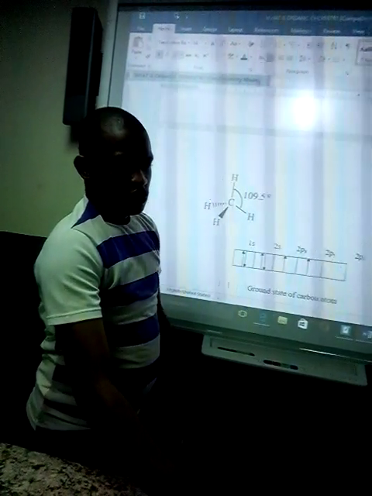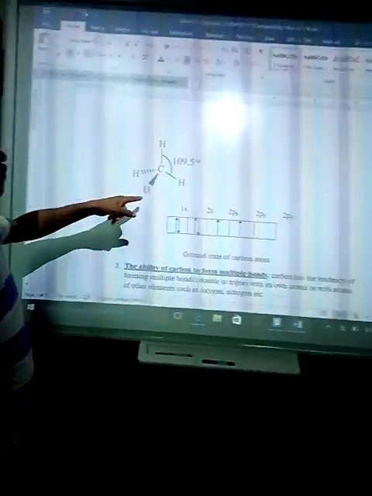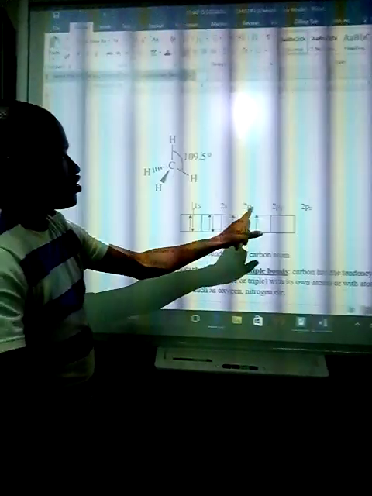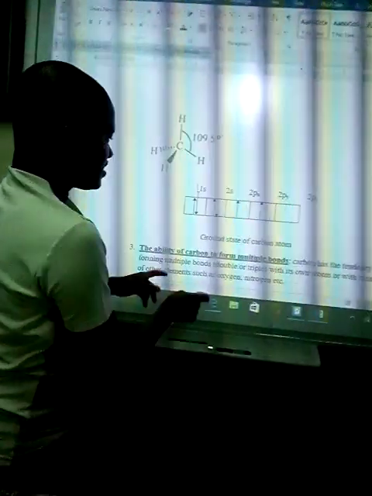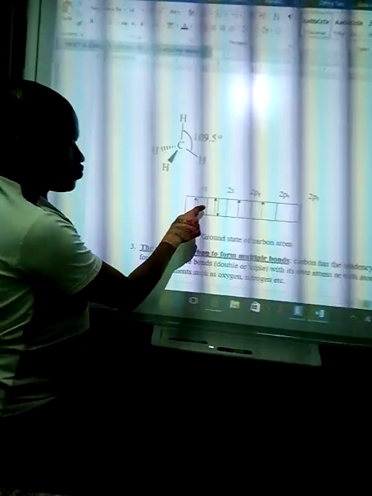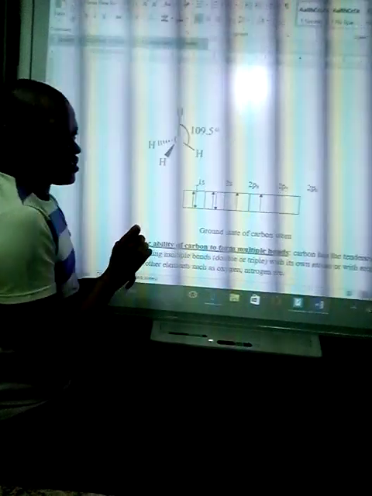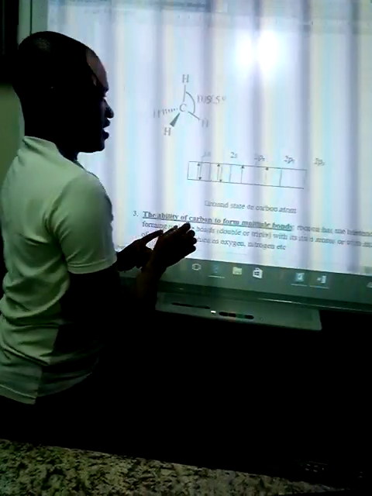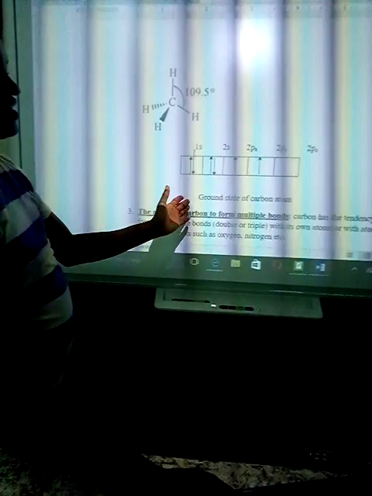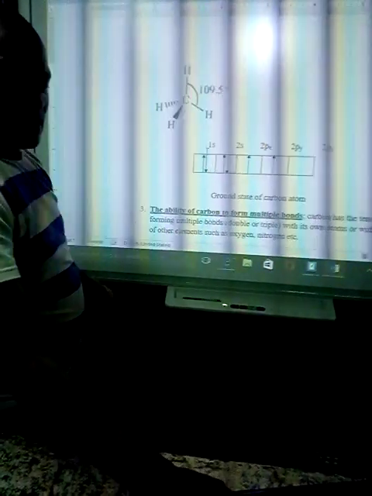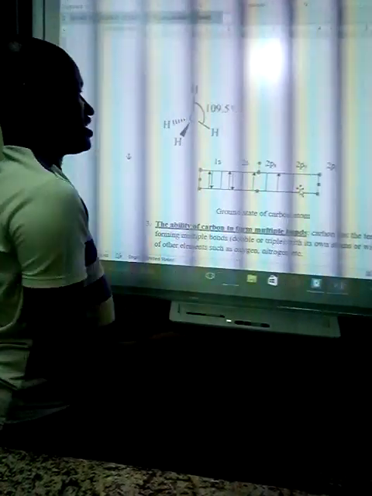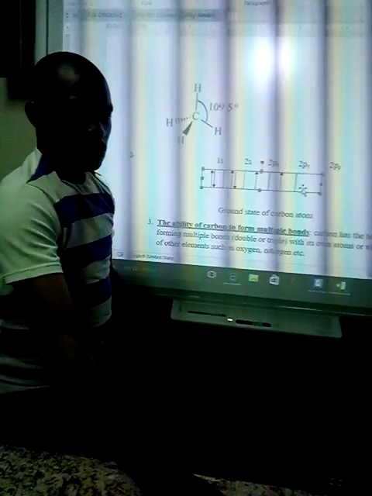Look at this bond angle. This is methane, for example. This is 1s, 2s, 2px, 2py, 2pz. The electrons first spin in singly, and then they begin to pair. These ones cannot be paired, and this is the ground state. But at the excited state, one electron has to move here too, and it continues that way.